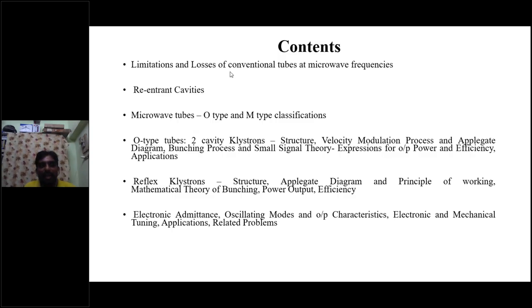The first one is limitation and lifespan of conventional tubes at microwave frequencies, and then reentrant cavities. What is meant by reentrant cavities? Next, microwave tubes. What is the classification of microwave tubes? And this is 2 cavity and multi-cavity Klystron amplifiers. And next, electronic admittance, how we are using this electronic admittance.